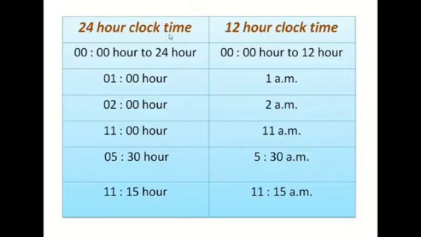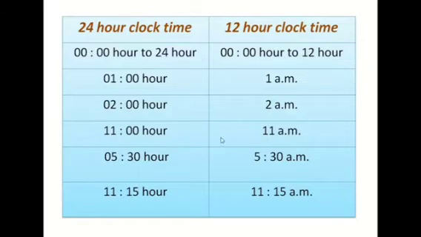So when we convert it into 12-hour clock, how will you write? You look at the hour part. If it is less than 12, we will write it with AM. So it is 1. 1 is below 12, so we will write 1 AM. Look here, 02.00 hour. It is also less than 12, the hour part. So we will write 2 AM.